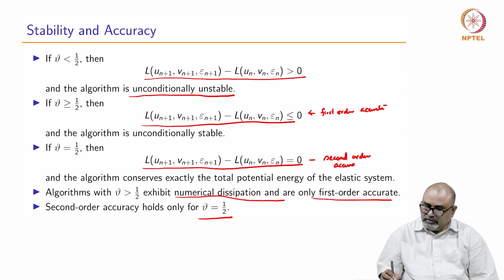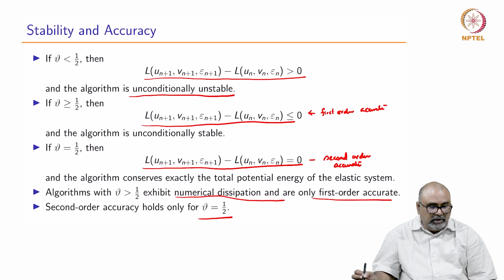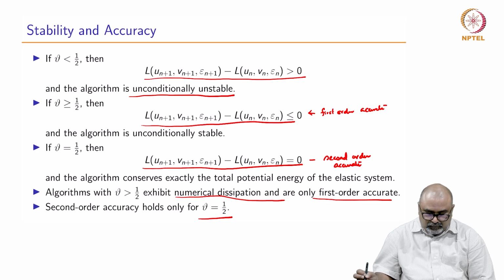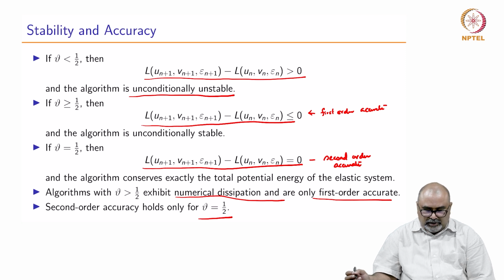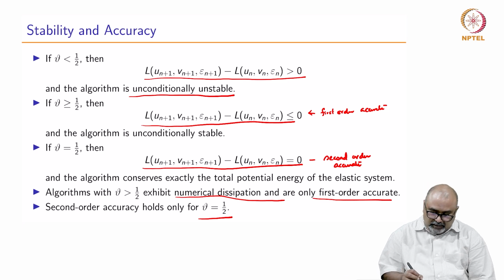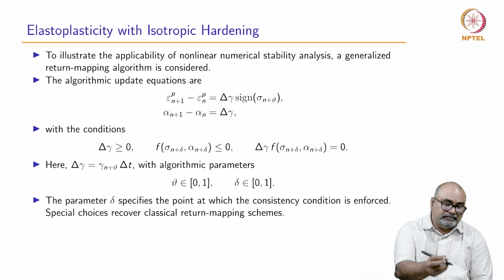So, the choice of the time stepping is based on the value of V, and that will decide the stability of the system of equations, based on the difference in the functionals, L of U n plus 1, V n plus 1, epsilon n plus 1 minus L of U n, V n, epsilon n. So, second order accuracy holds when V is equal to half.